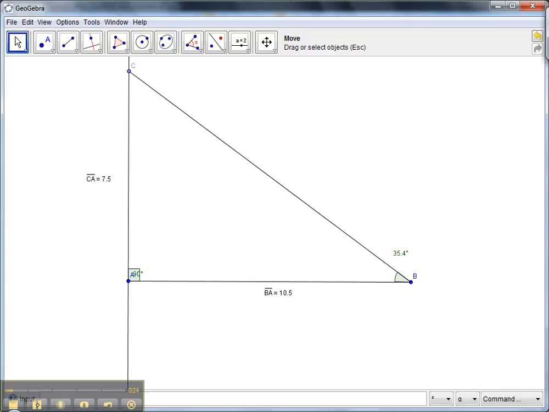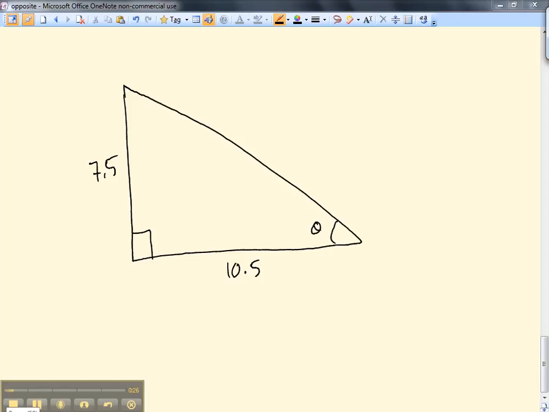Let's set it up. I'm going to call the unknown angle theta. We typically use Greek letters for angles, so alpha, beta, theta, sigma, gamma, whatever. So this is theta, the angle there. The opposite side to theta is 7.5. So in other words, tan of theta is equal to 7.5 over the adjacent side, 10.5. Well, 7.5 divided by 10.5 is just a number.